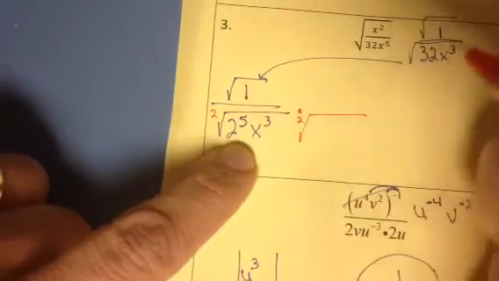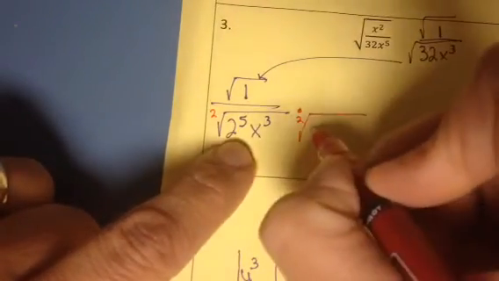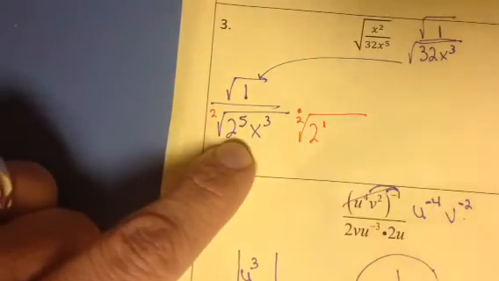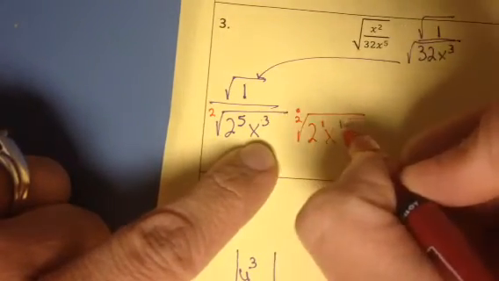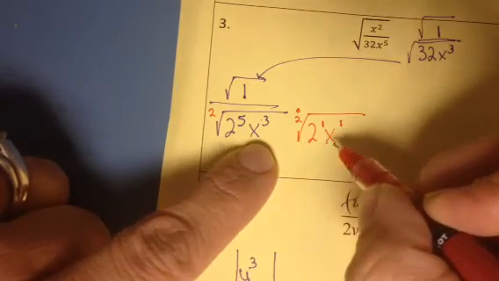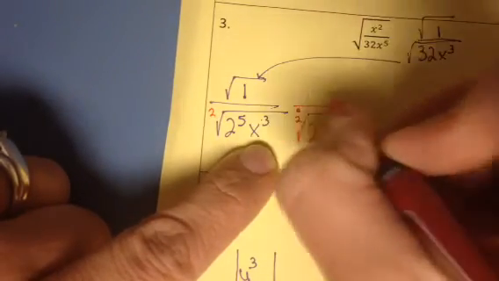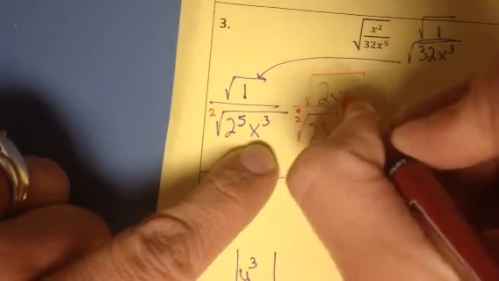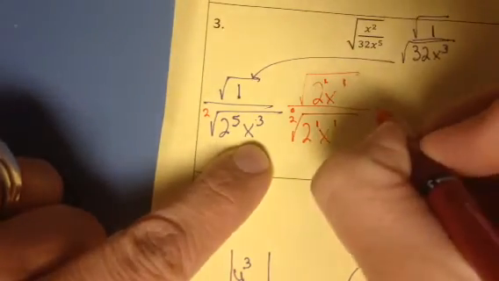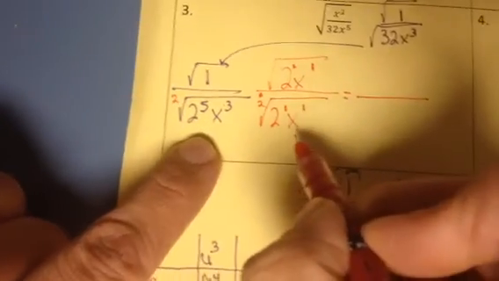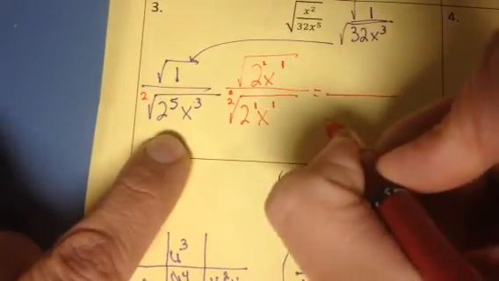So I just have to think about how many more 2's do I need. I have 5, and if I have 1 more, then I have 6, and 6 is perfect. And the x's, I have 3, and if I put 1 more, now I have 4, and 4 is perfect. And if you remember, whatever you do to the bottom, you do to the top. You can put the 1's there if you want. And now instead of 2 denominators, we're going to make it 1 denominator.